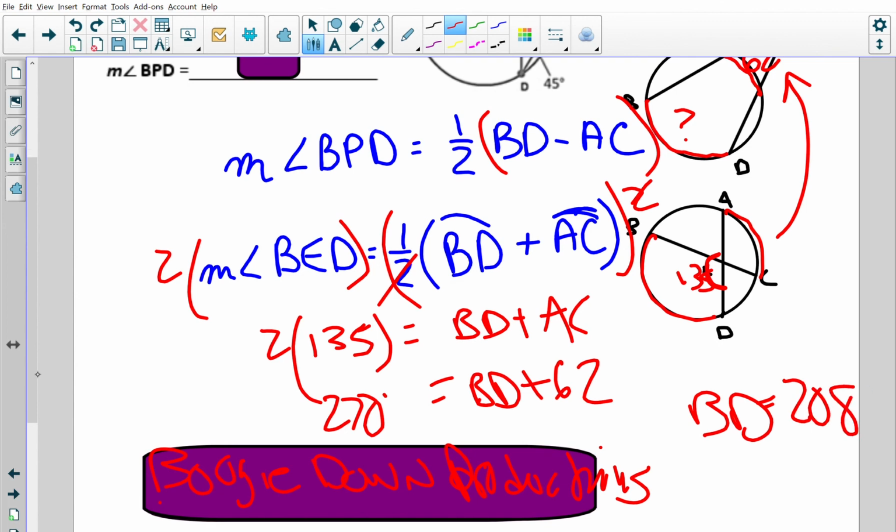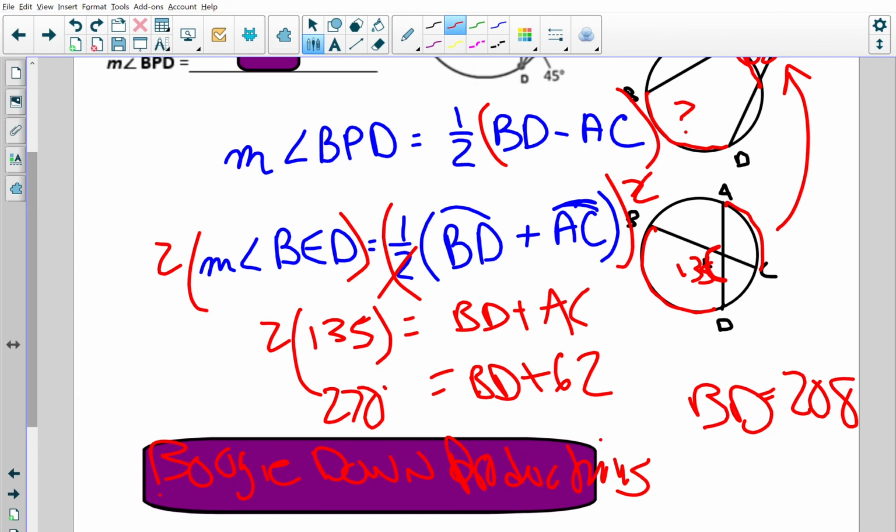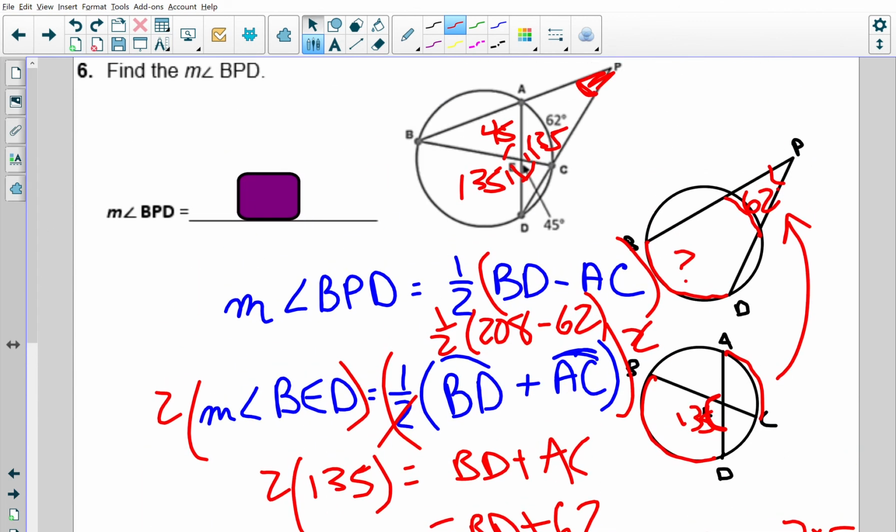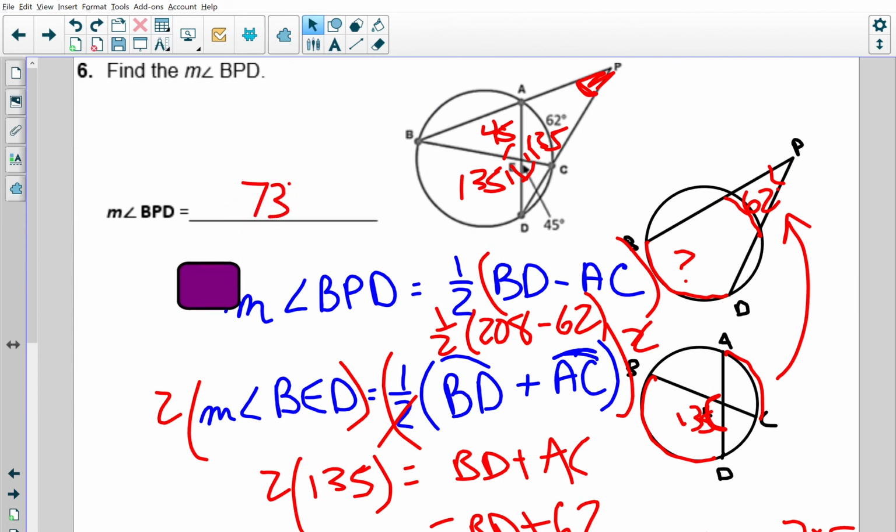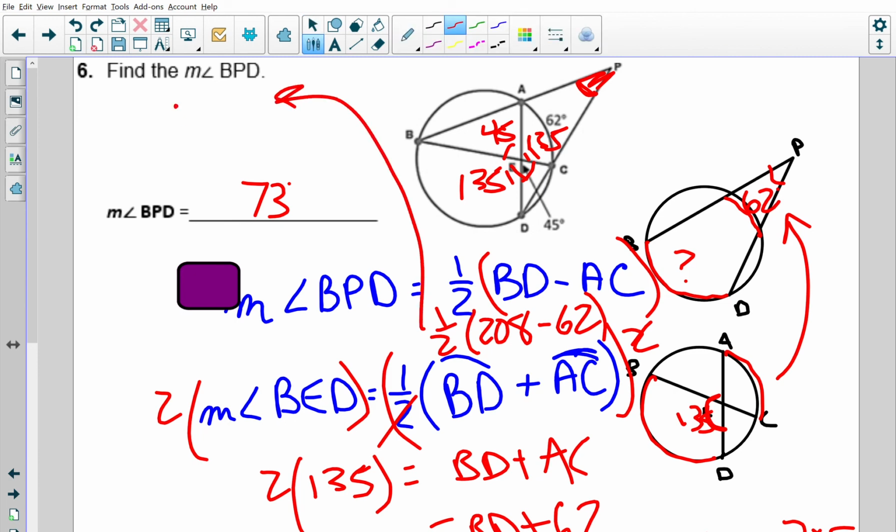Well, now I can go back to my original equation all the way up here, 1/2 of 208 minus 62. Well, 208 minus 62 is 146. And half of 146 is 73 degrees. So from right here, you get half of 146. That's how you do that problem.